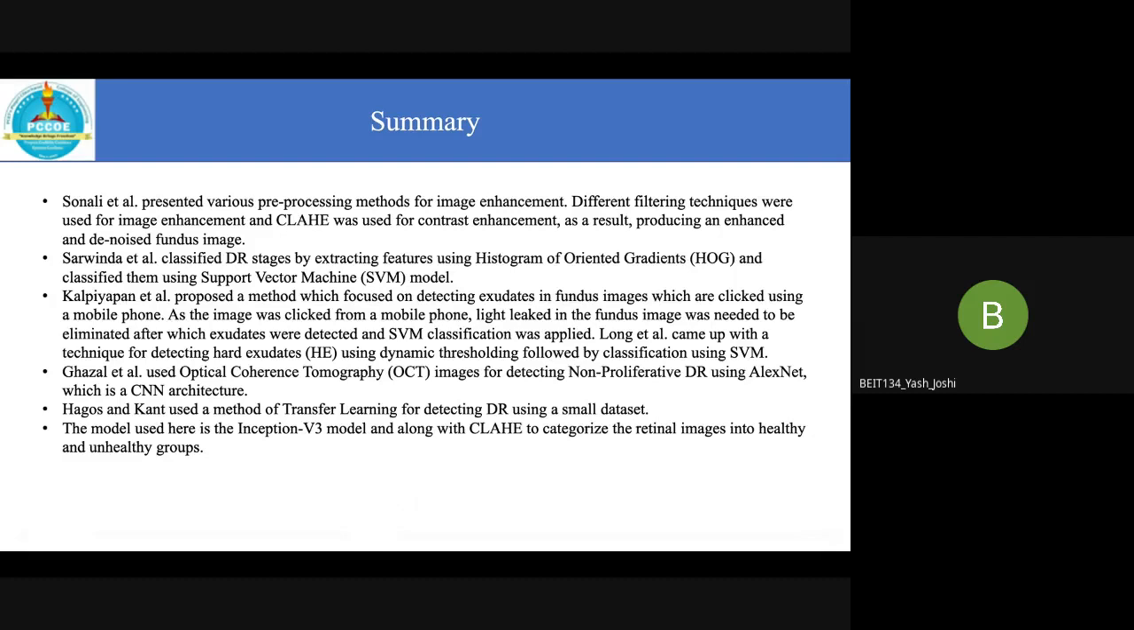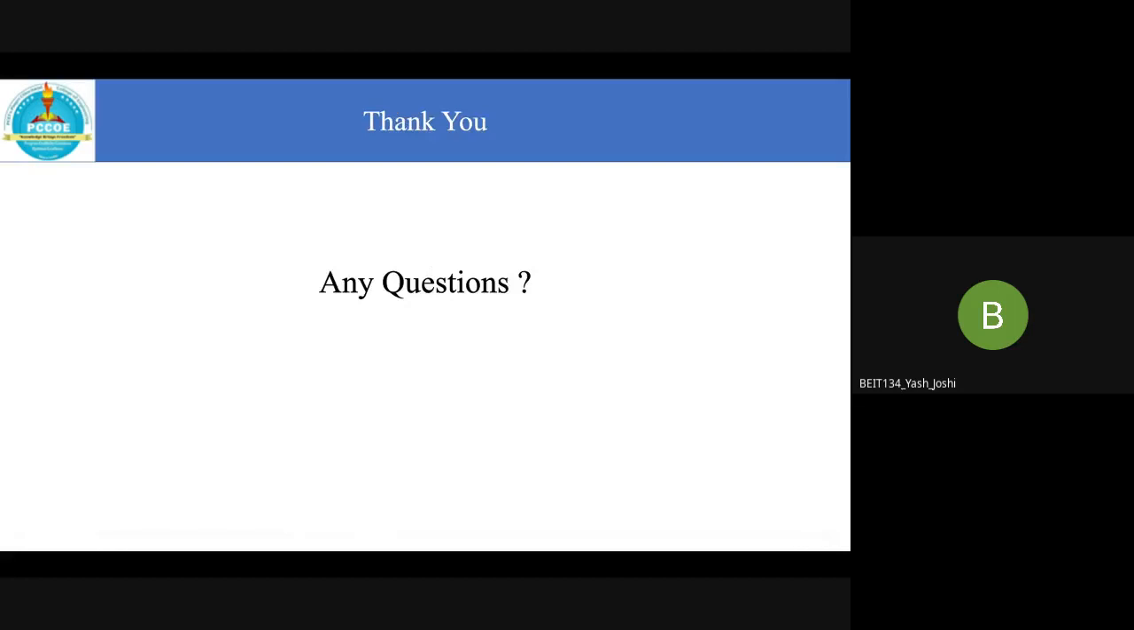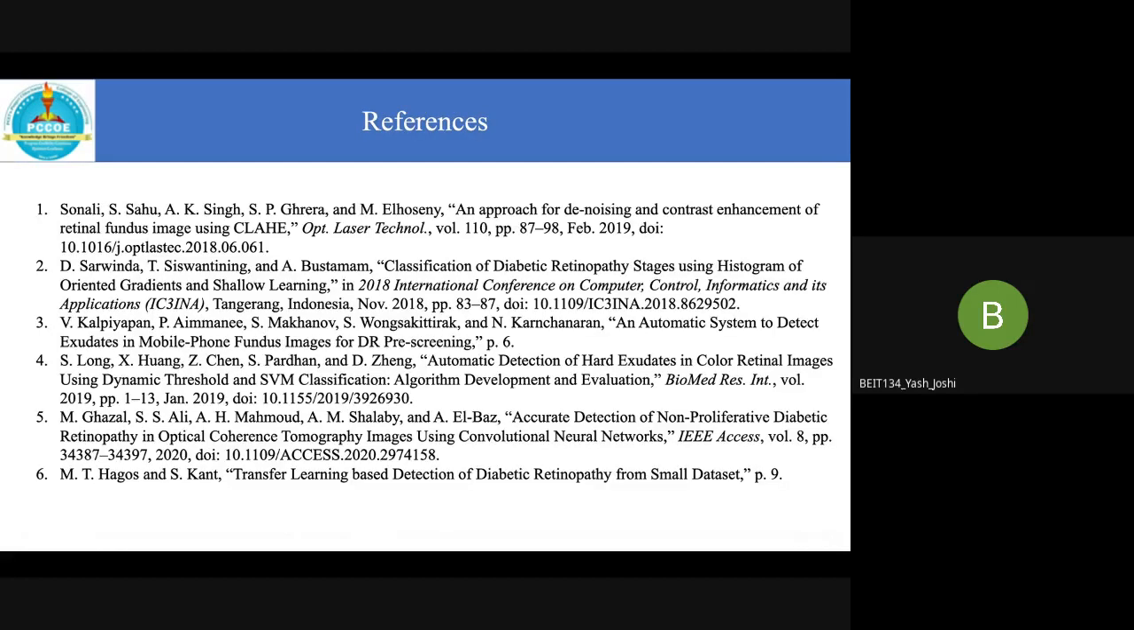So we are trying to modify their model. We are also using transfer learning, but our model is Inception V3, with CLAHE as pre-processing. So these are the references. So I'll proceed with the demo.